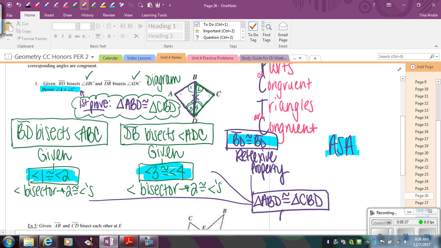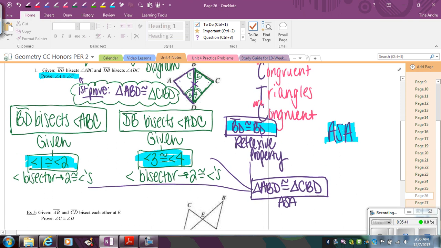And this is by angle side angle. And now I can go one step further, and since these triangles are congruent, that guarantees that all of the other corresponding parts have to be congruent. So that will make angles A and C congruent, as well as AB, CB, AD, and DC. I don't have to mention all of those because it only asks me to prove angle A and angle C. So now from here, I can just say angle A is congruent to angle C.